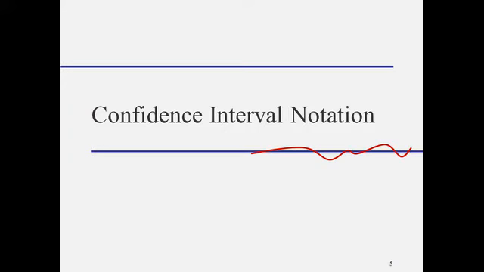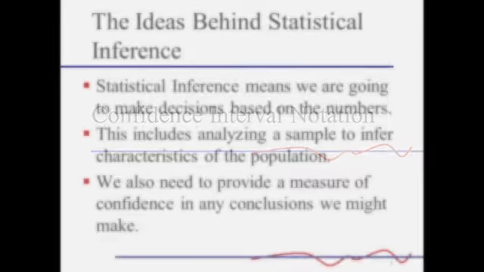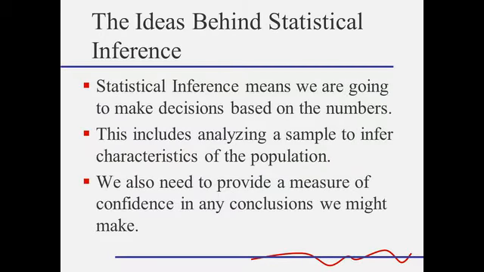One way that we make decisions from data is with confidence intervals. In class, we'll look at the formulas and how to actually build them, but before we do that, let's look at some definitions and notation. Statistical inference very often includes using a sample to infer characteristics of the population. Besides measuring characteristics of the sample, we also need to provide a measure of how confident we are in our sample and therefore in our conclusions.